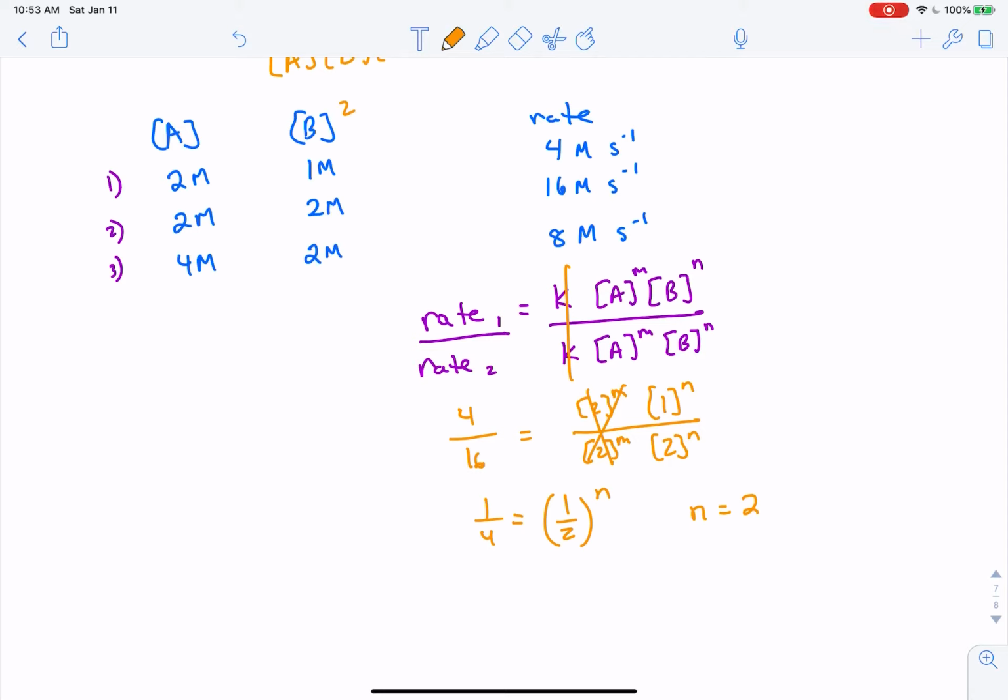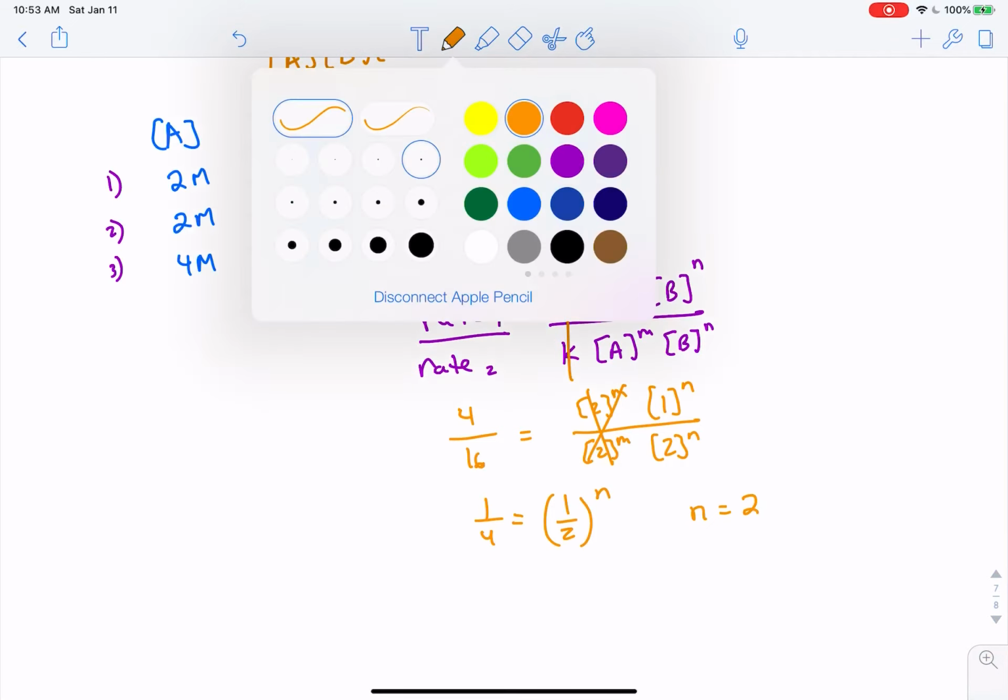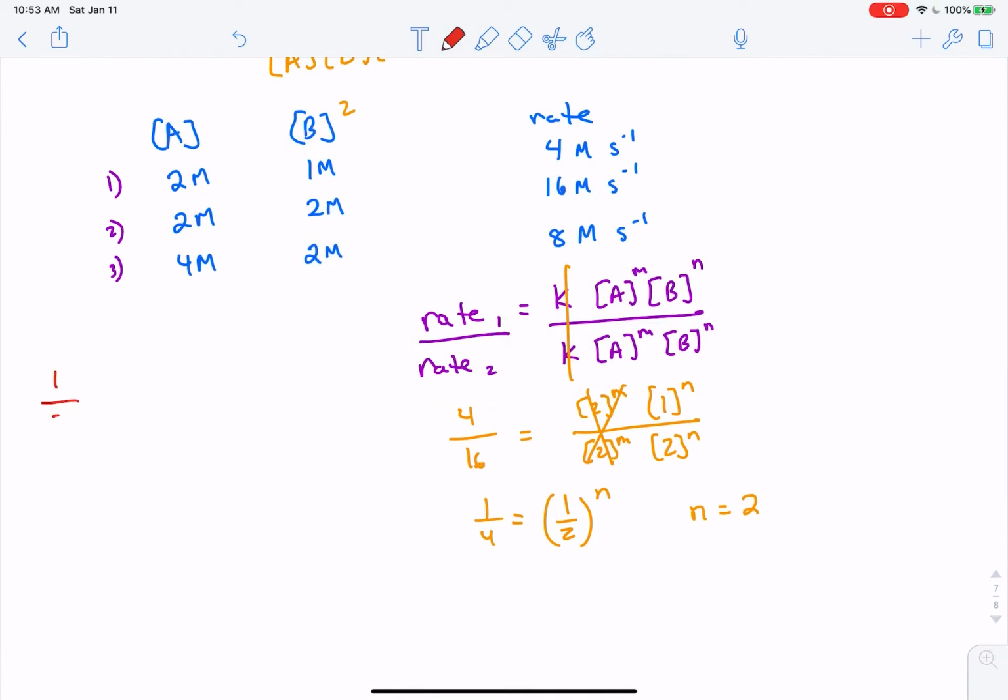Okay? So here, I'm going to do the hard way. I'm going to do 1 and 3 because that way you can kind of see what I'm talking about here. So 1's rate is 4, 3's rate is 8. A for 1 is 2 to the m, A for 3 is 4 to the m. And then B is 1 squared, and then B here is 2 squared. Okay, so this is rate 1 and rate 3, if we're keeping track here.